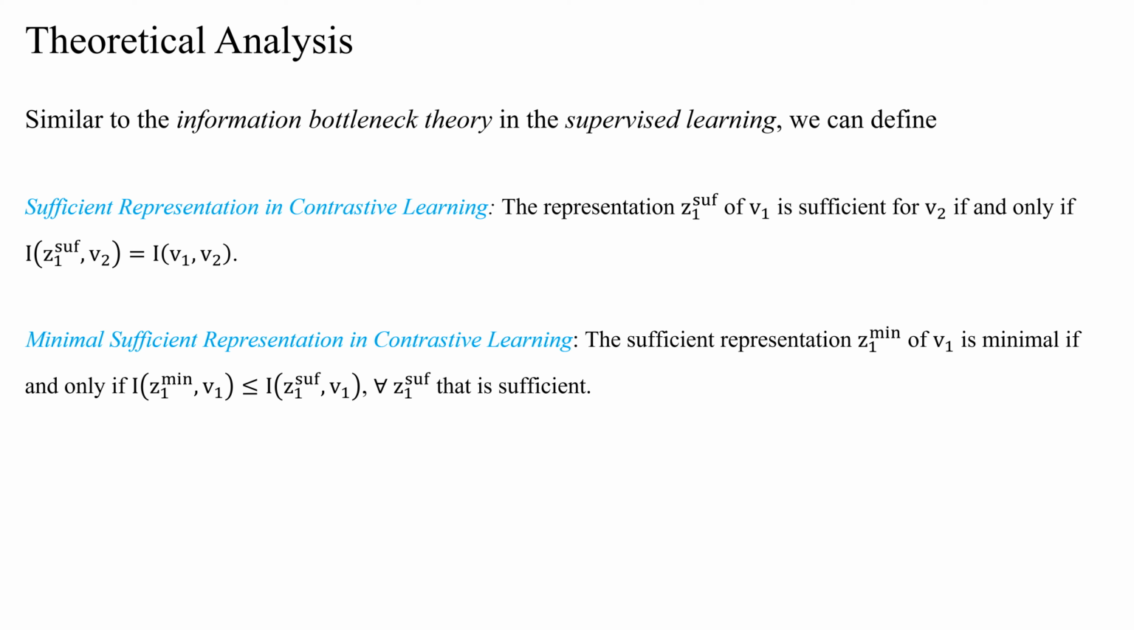The sufficient representation contains all shared information between views, but may also contain other information from the input. The minimal sufficient representation only contains the shared information between views.